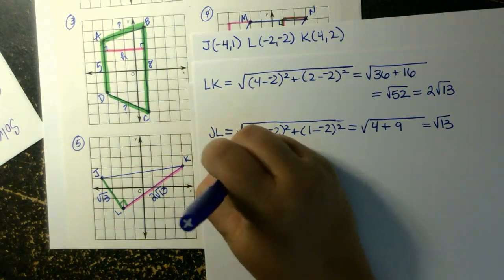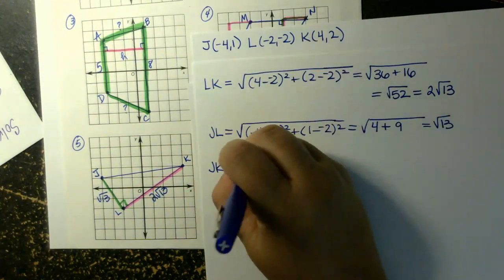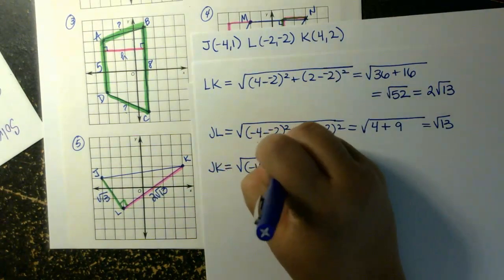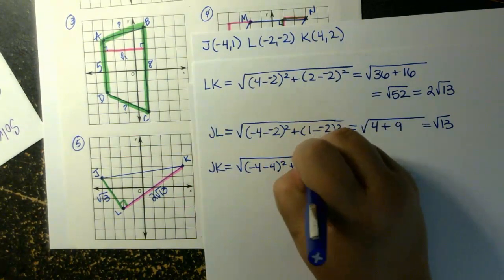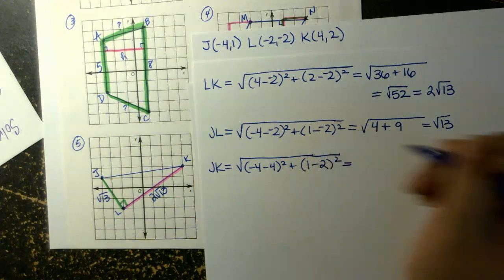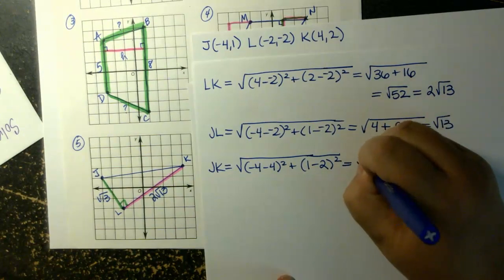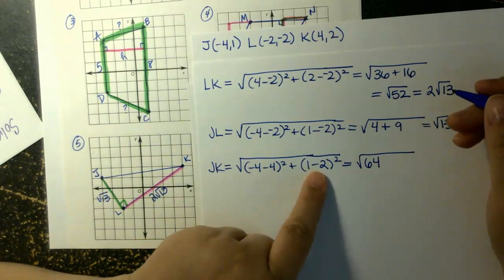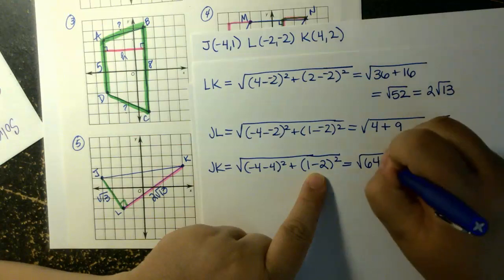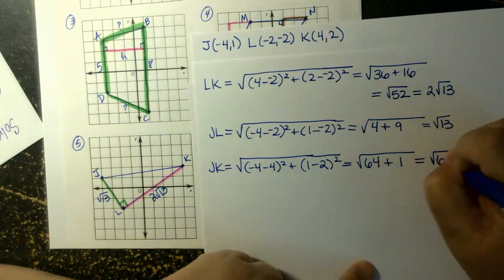JK, difference between the x's, -4 minus 4, squared, and difference between the y's is 1 minus 2, squared. So that gives me negative 4 minus 4 is negative 8. Negative 8 squared is 64. Negative 1 squared is 1. 1 minus 2 is negative 1. So I get square root of 65 here.